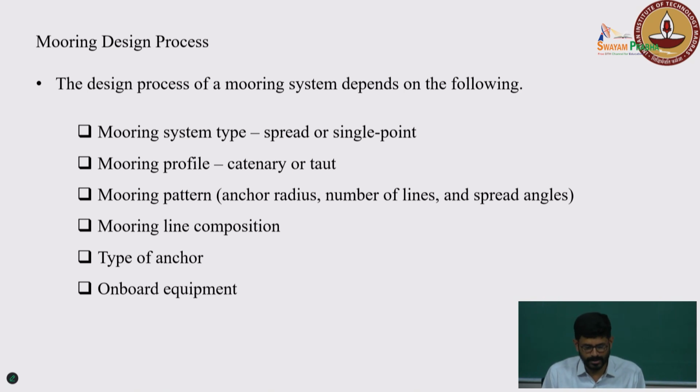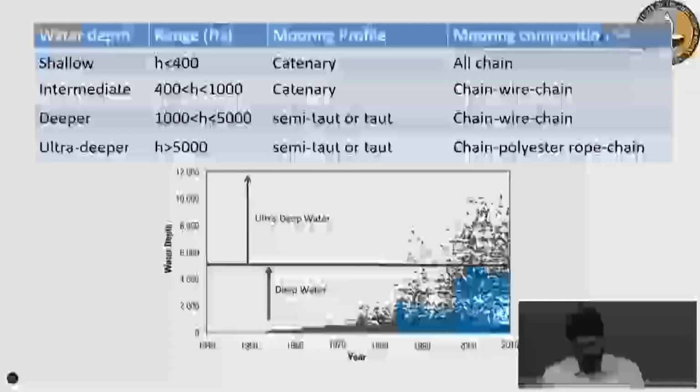Then the mooring line composition. For example, if the water depth is 10 meters, you can hold with some chain or something, correct? But if your water depth is around 1000 meters, you cannot do that. I mean, the top tension will be very high, correct? So we need to have a different composition in that case, correct? We will see that. And what has to be the type of anchor and onboard equipment.